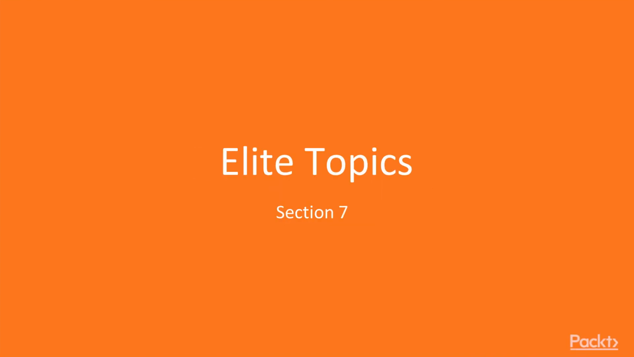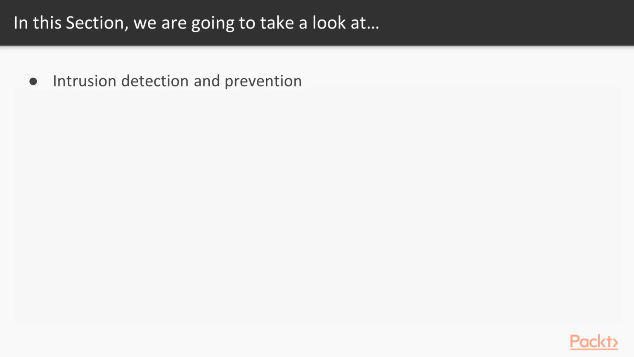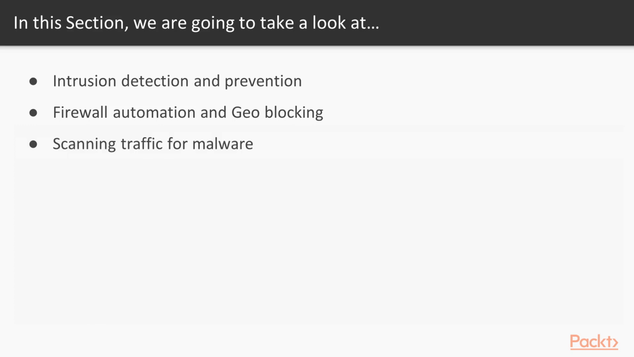In this section, we will learn about elite topics in pfSense that really allow us to perform some powerful functions. This section features a video on intrusion detection and prevention, followed by a lesson in firewall automation and geolocational blocking. In the third lesson, we will scan traffic for malware in real time, and we'll conclude the course with a review of what we've learned and recommendations on where you can go from here.